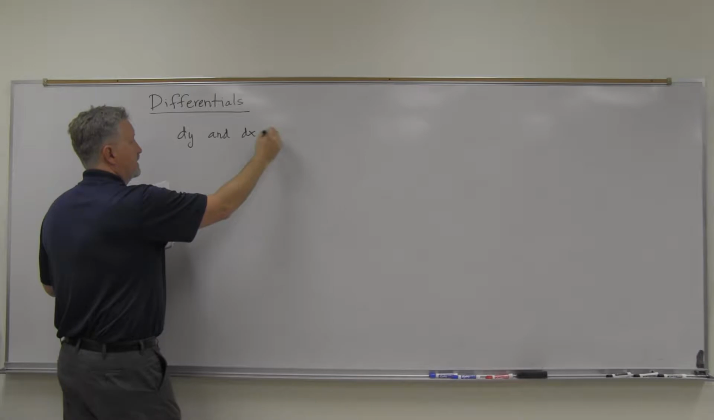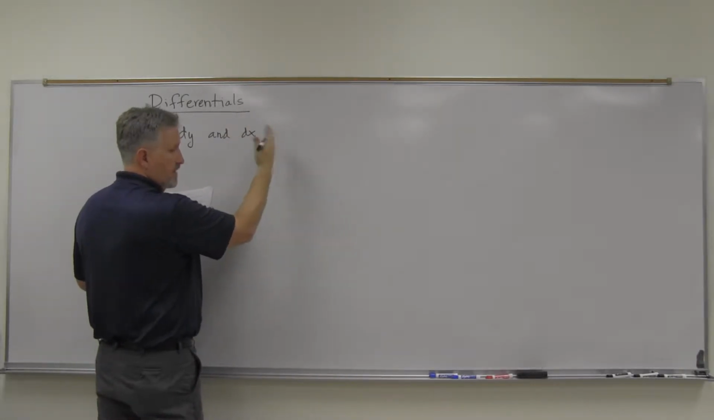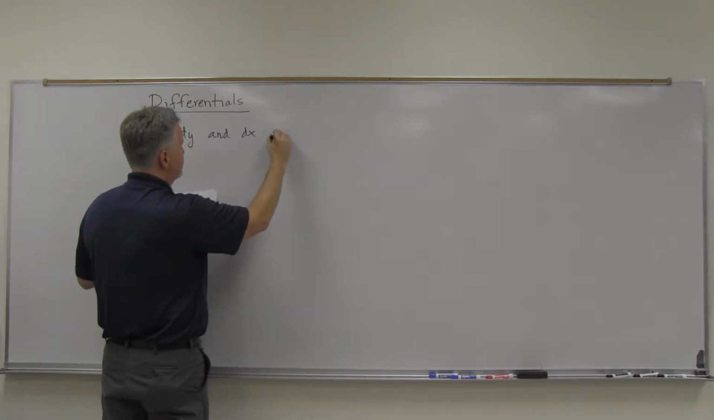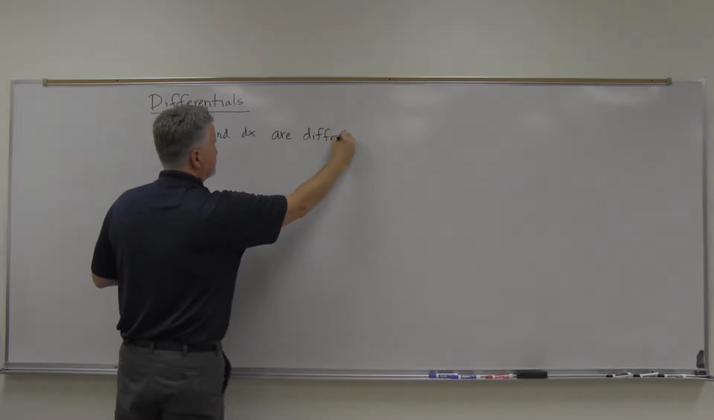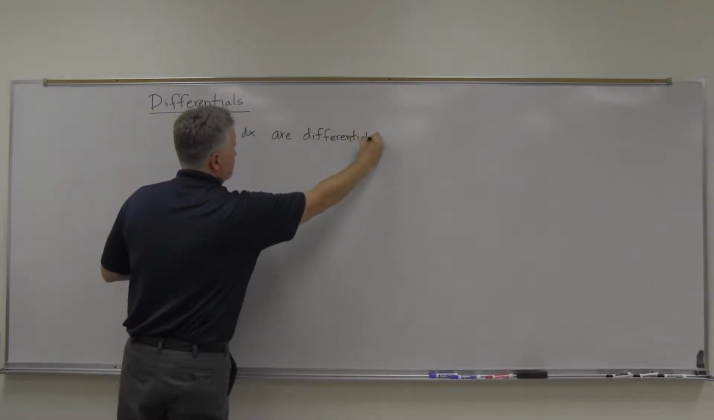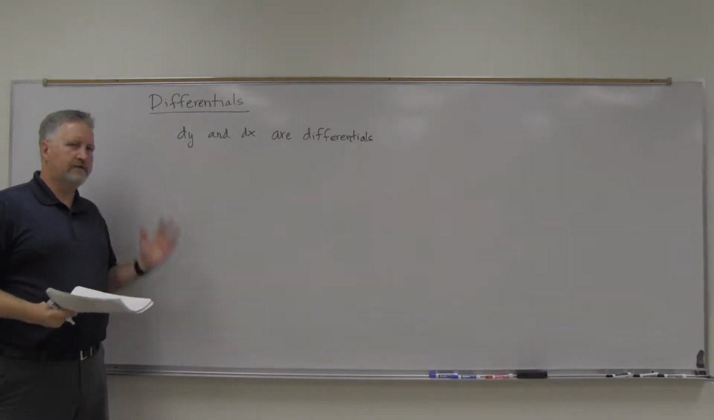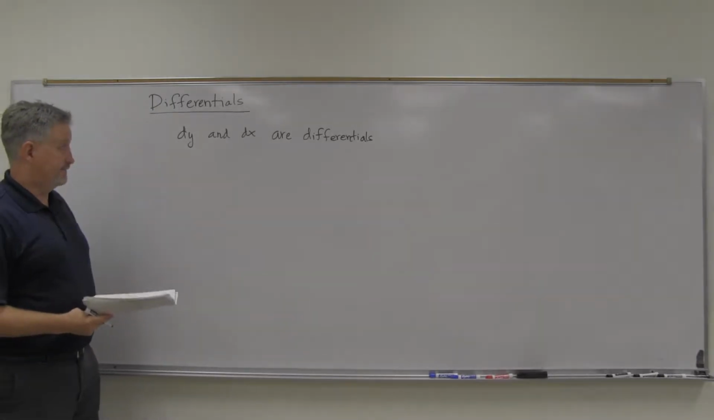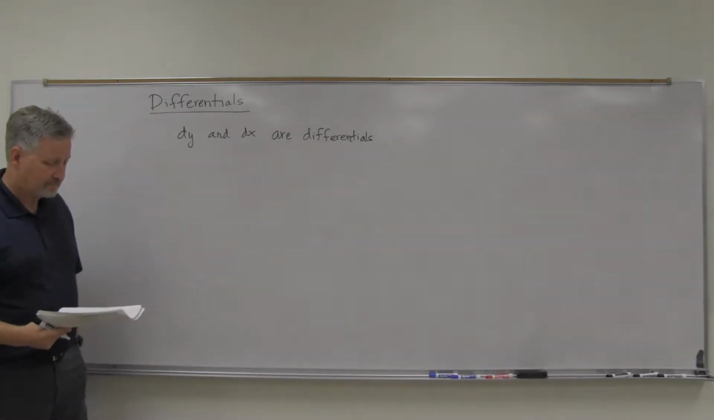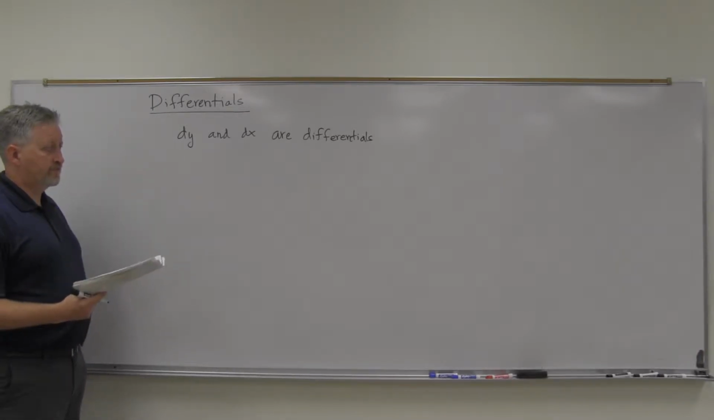So separate them out, instead of having dy over dx, make them separate quantities, if you will. So the parts of our derivative notation are called differentials. Now, here's what these mean, or one thing we can think about them meaning.